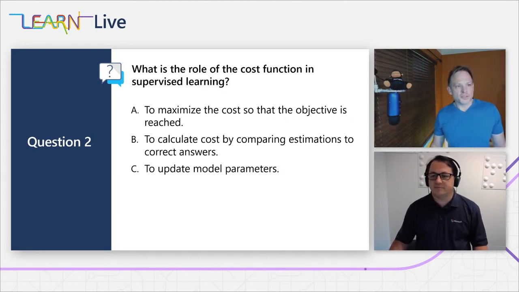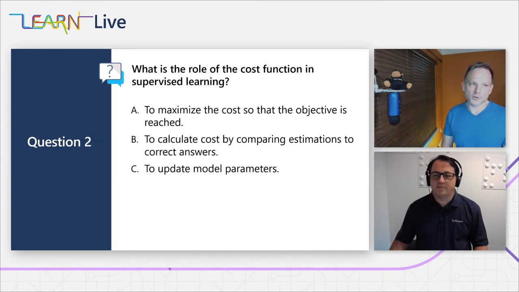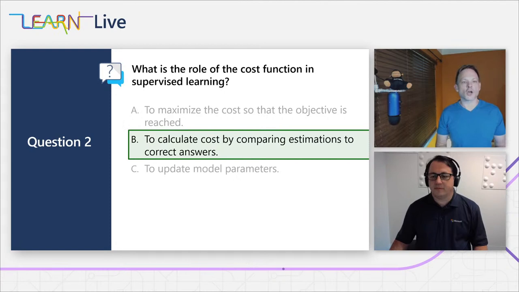All right, let's go with to maximize the cost so that the objective is reached. No, we don't want to maximize the cost. How about jumping to C? Is it to update model parameters? No, it's not exactly the cost function's job to do the updating. So does the cost function calculate the cost by comparing our estimates to correct answers? Of course, the answer is yes, it does. It gives us the cost, hence the name cost function.